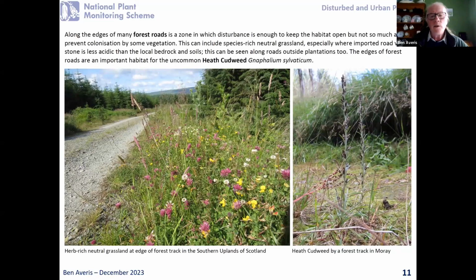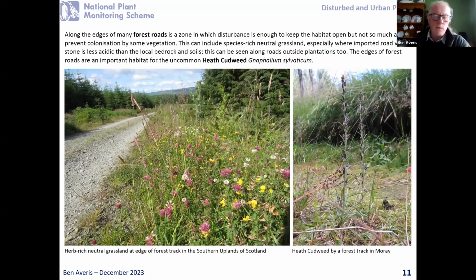Another thing that we find in some of these conifer plantations is interesting things along the forest tracks, partly because of disturbance keeping the conditions rather on the open side, which can give room for plants that are not very good competitors with others, like the one on the right there, the heath cudweed. It's a pretty uncommon species, and the edges of forest tracks are one of its best habitats, actually, quite an important habitat for it. And the picture on the left is an example of how we can find a neutral grassland sward developing in an area that's otherwise got very acid soils.